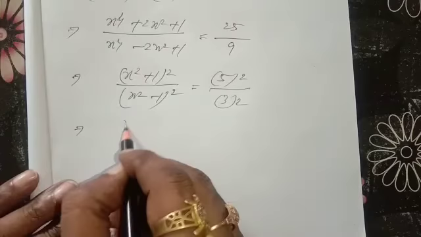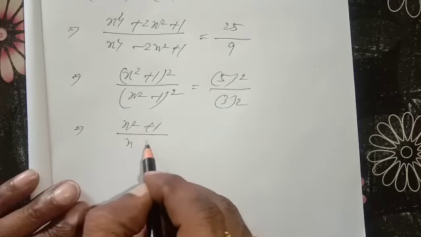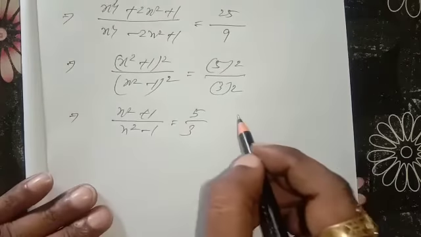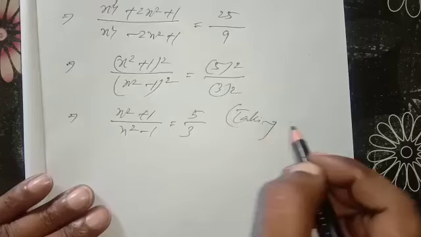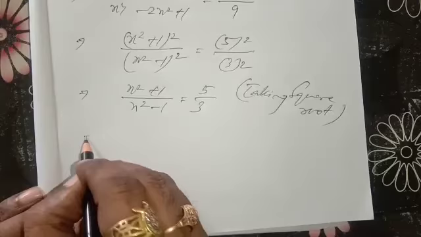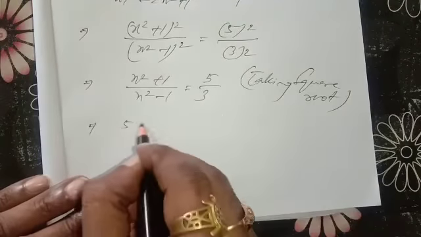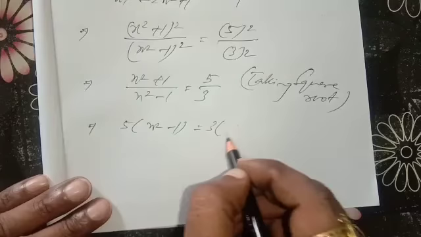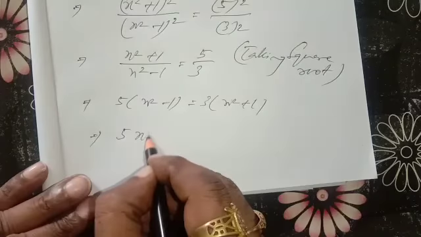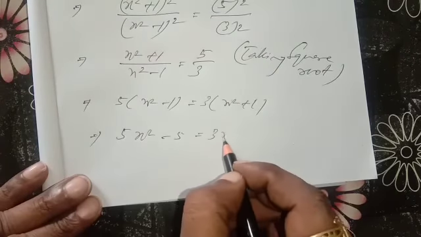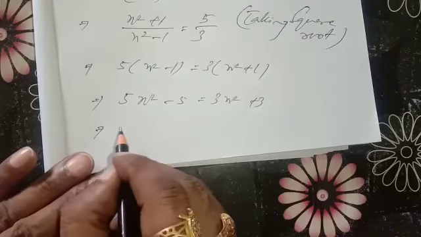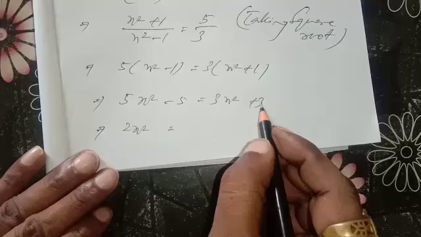Okay. Taking square root both sides, what will you get? x square plus 1 by x square minus 1 is equal to 5 by 3. Taking square root both sides. After that, you have to just do cross multiplication: 5 whole into x square minus 1, 3 whole into x square plus 1. After cross multiplying, you have to simplify. 5x square minus 5 is equal to 3x square plus 3. All the x square one side, this will be 5x square minus 3x square. It will be how much? 2x square. And 5 will go there, it will be 8.